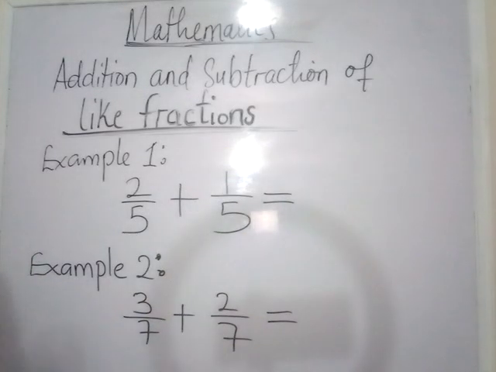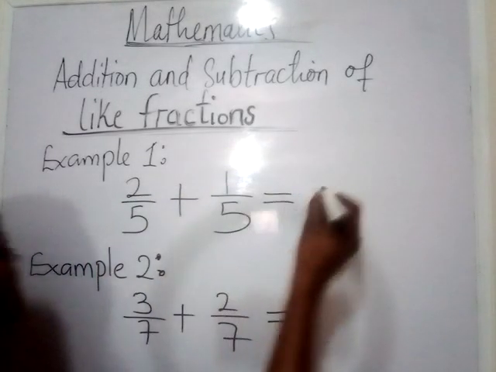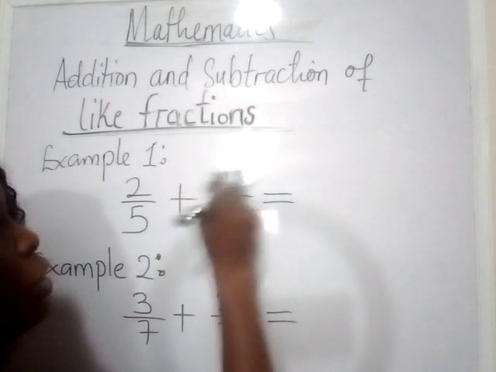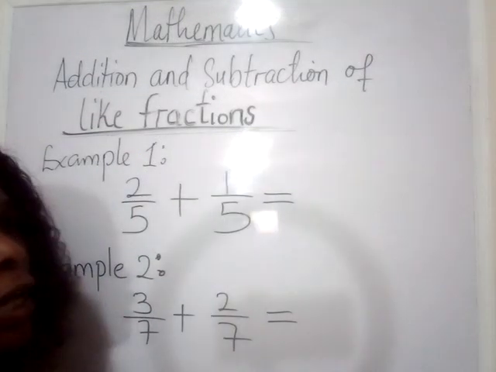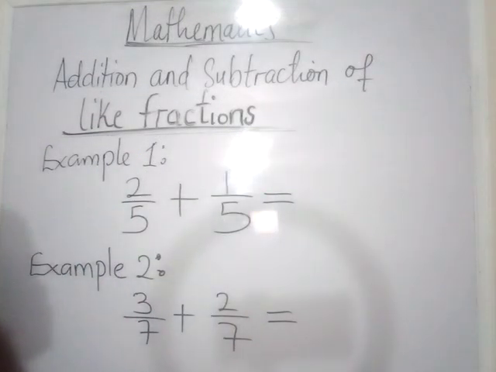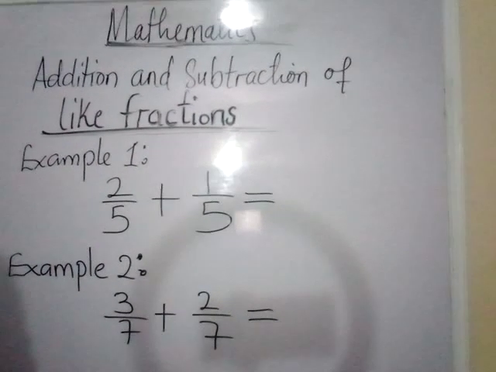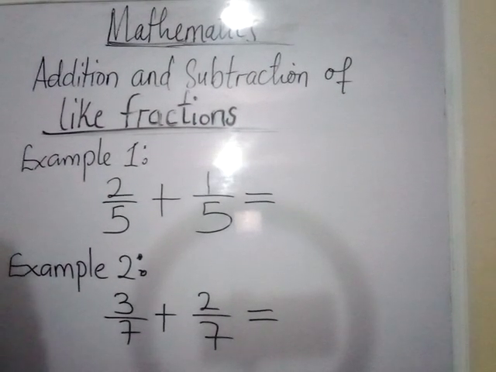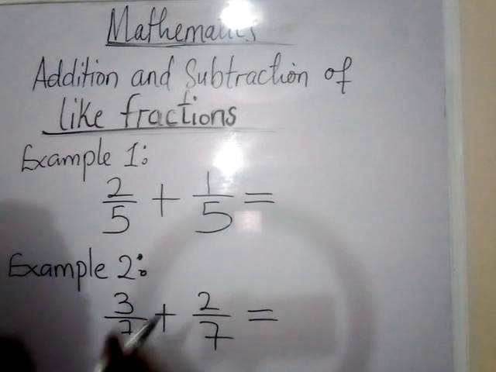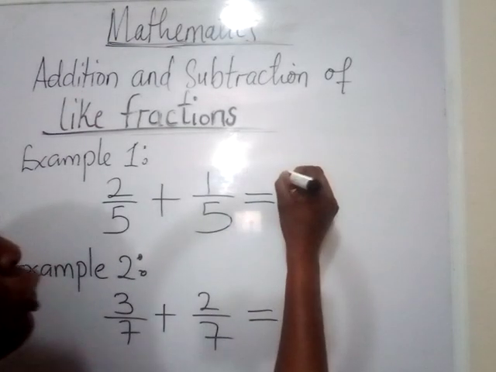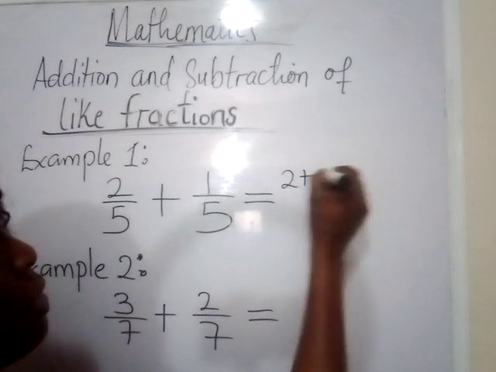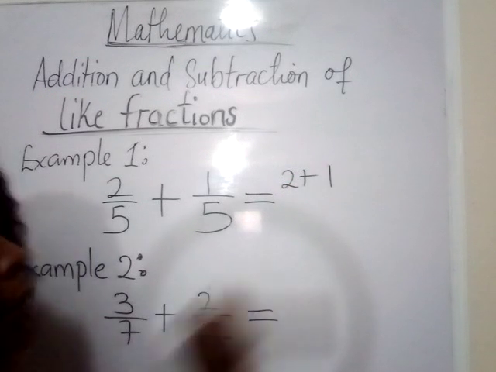So let's do this first one. So here we have, you just add 2 and 1 together, okay? Now there is a way we can also represent this, maybe to make it a little bit less confusing, okay? So we just do 2, pick the numerators, plus 1, okay?